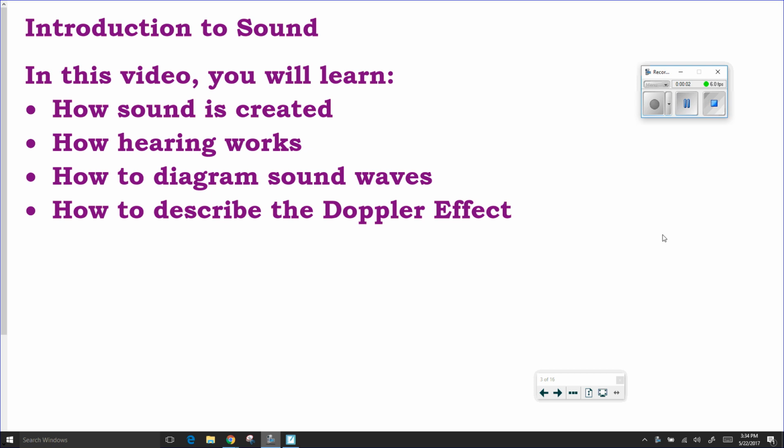This video is to introduce you to the concept of sound waves. In this video, you're going to learn how sound is created, how your hearing works, how to diagram sound waves, and how to describe the Doppler effect.